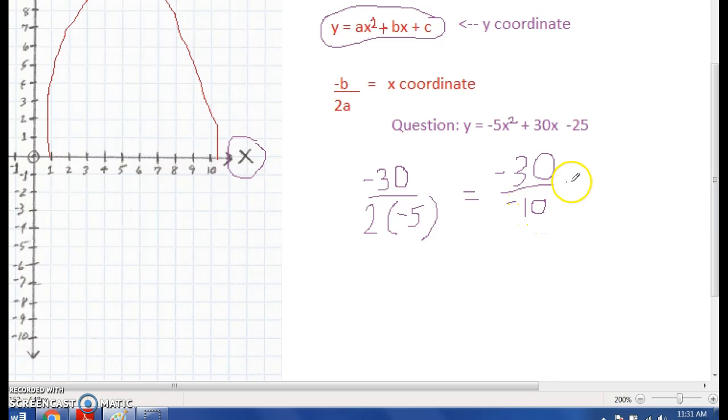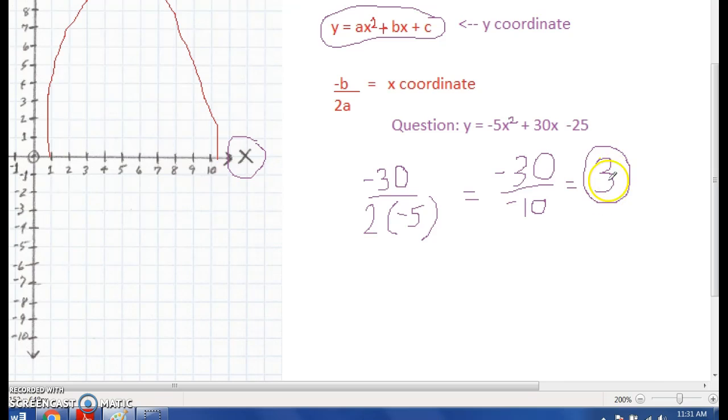When you divide this out, negative 30 divided by negative 10, two negatives will equal a positive when you're multiplying or dividing. So negative 10 will go into negative 30 positive 3 times. Okay, so that means that 3 is going to be our x coordinate. Now we need to find what y is going to be based on the fact that 3 is our x coordinate.